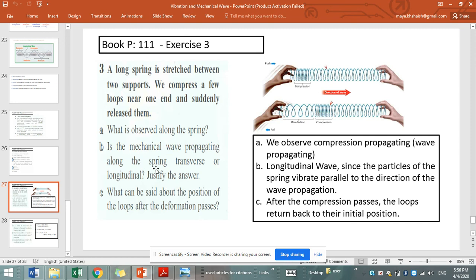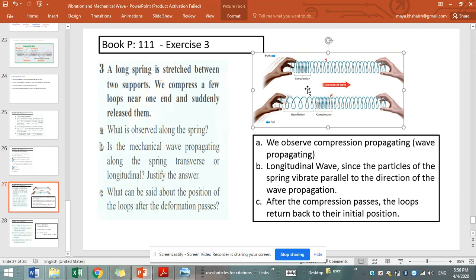Is the mechanical wave propagating along the spring transverse or longitudinal? Of course it is a longitudinal wave, since the particles of the spring vibrate horizontally, parallel to the direction of the wave propagation, because the wave was created at this end and it propagated horizontally. We see the compression moving horizontally, so the compression or the wave is horizontal, and the vibration of the spring particles as the wave passes through it is horizontal, so parallel to each other. This means that the wave is longitudinal.